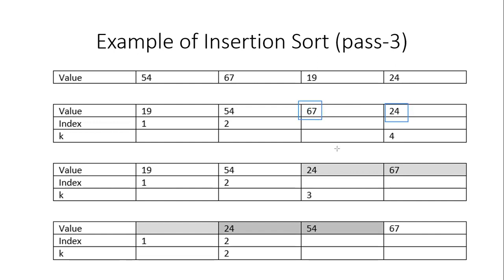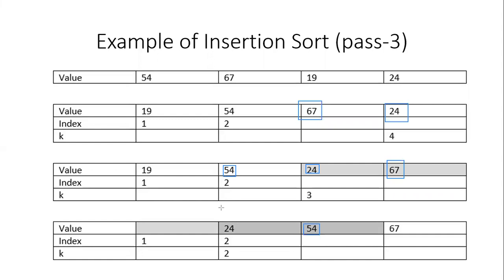Now once we compare these two numbers, 24 is smaller than 67, and hence 67 will be shifted towards the fourth position. Now check 24 with 54. Again 24 is smaller than 54, and hence 54 will be shifted towards the third position. Now check 24 with 19.